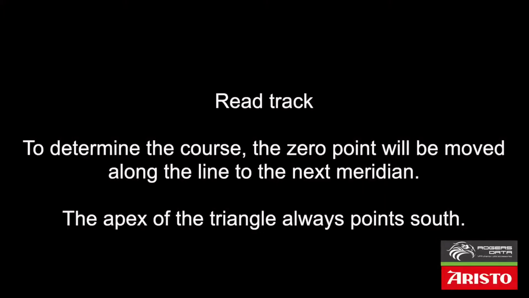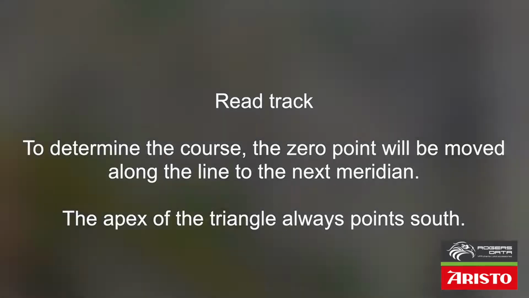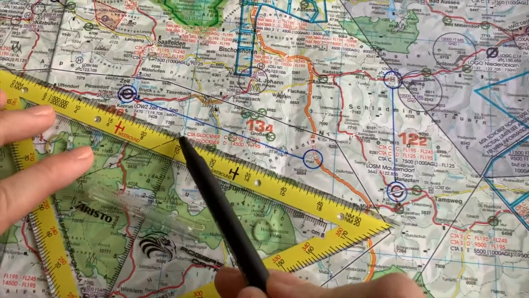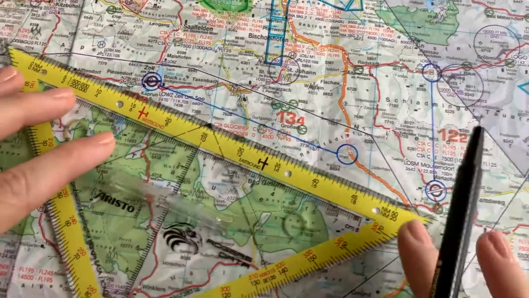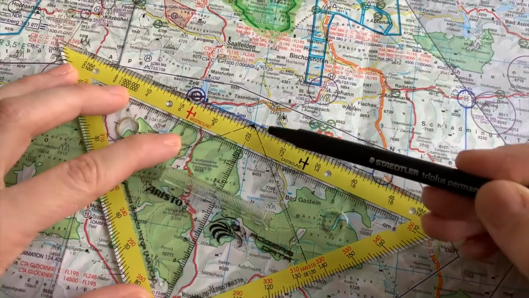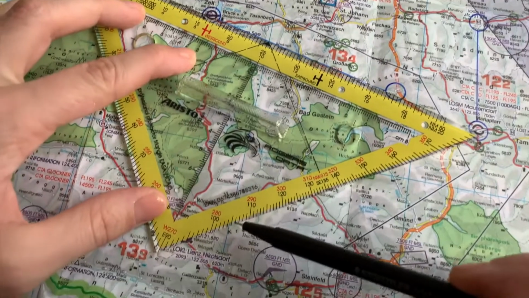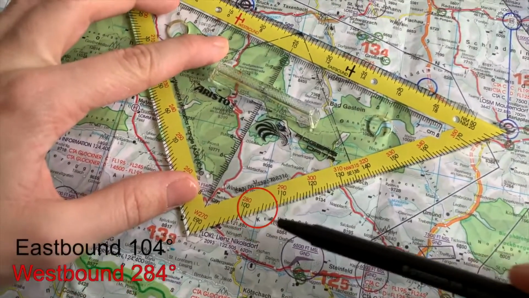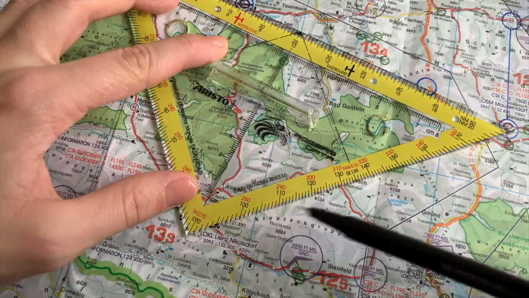Then you can determine the course over ground by moving the 0 point along the line to the next meridian. The apex of the triangle always points south, which is important when reading the course. To choose the right value, it is important to have a rough idea whether you go east or west. In our example, it goes eastbound, then the value must be between 0 and 180 degrees and the black numbers apply.